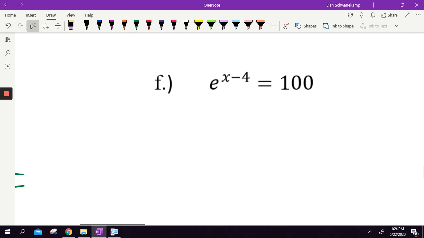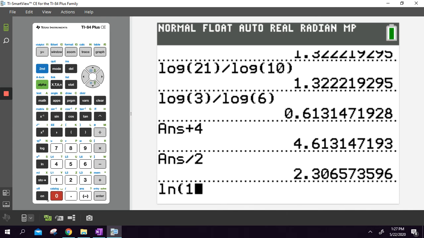So this guy right here, e to the x minus 4 equals 100. I want to get rid of e. What is the opposite of e? Natural log, ln, log base e. And so if I do that, that's going to cancel. And in my calculator, I just need to type in the natural log of 100 because I've got that button. That's already a log base e.